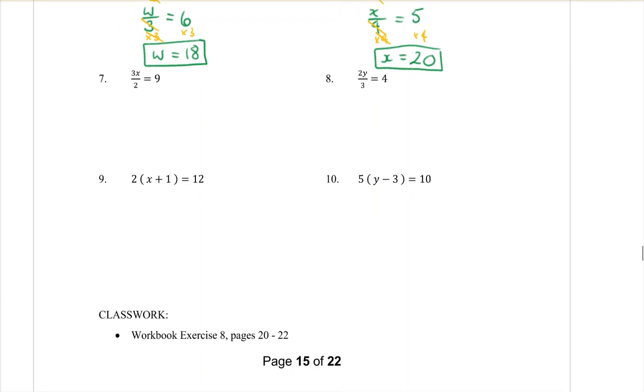Question 7. Now this can be a little bit tricky sometimes to see the layers. The 3 and the x have been multiplied together first, and then all of that has been divided by 2. So that's the layers we need to use. The opposite of dividing by 2 is to times by 2. 3x equals 9 times 2 is 18. And then I can divide by 3. X is by itself. 18 divided by 3 makes 6.